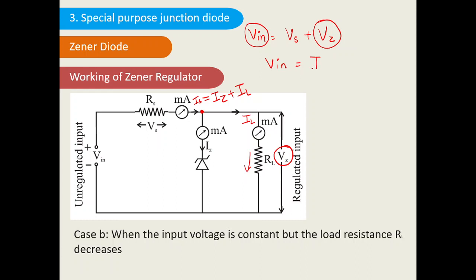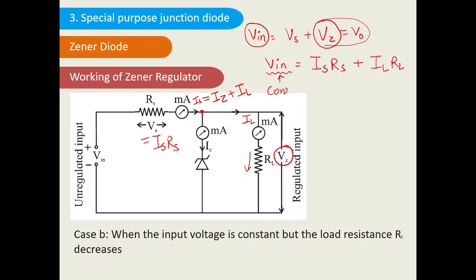What is Vs? Vs is equal to Is into Rs, as per Ohm's law, V is equal to IR. So I can say Vs is equal to Is Rs plus Vz. This Vz is nothing but equal to Vo. In the next step, you can write this Vo as nothing but ILRL. So this is ILRL. Now in this case, this term is constant.